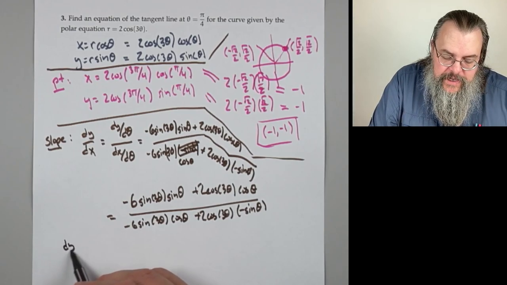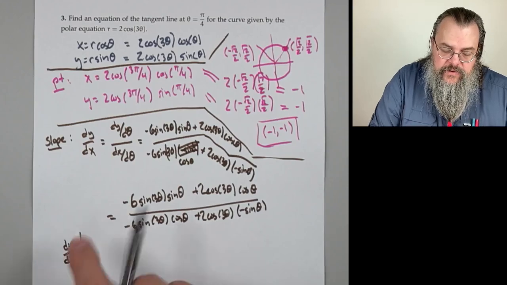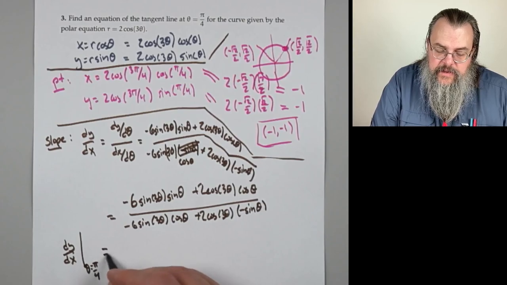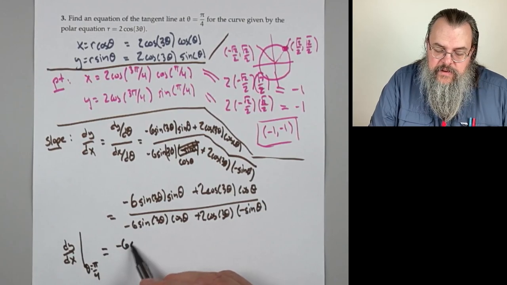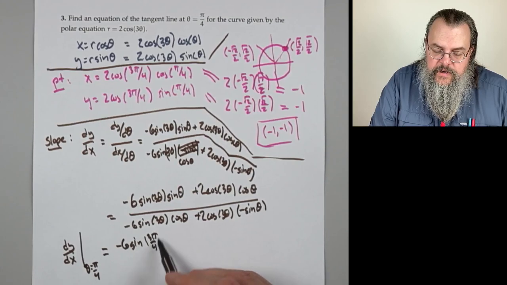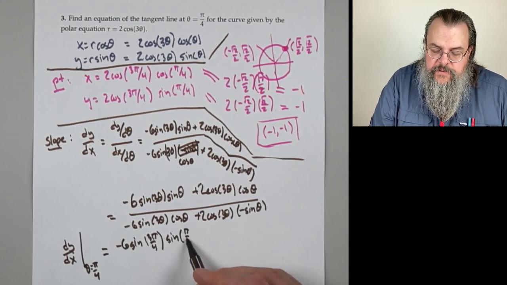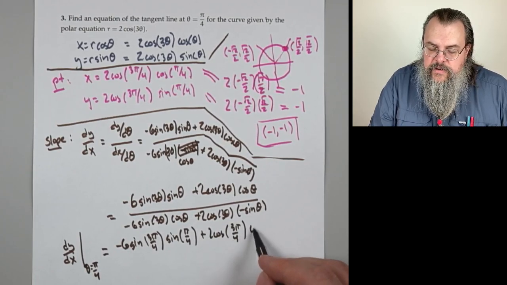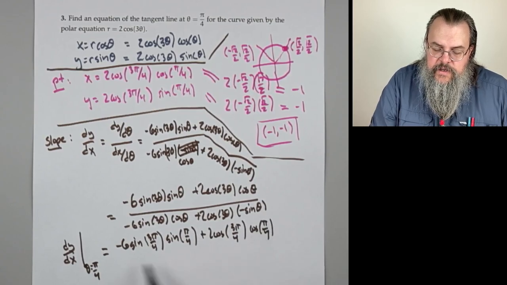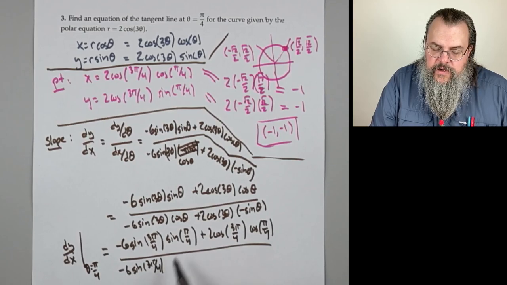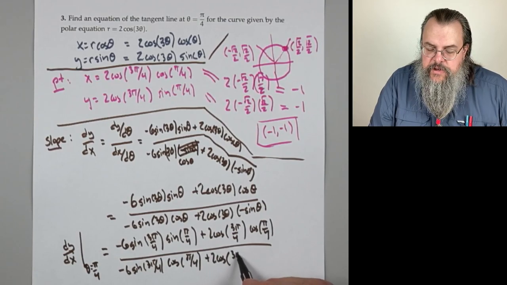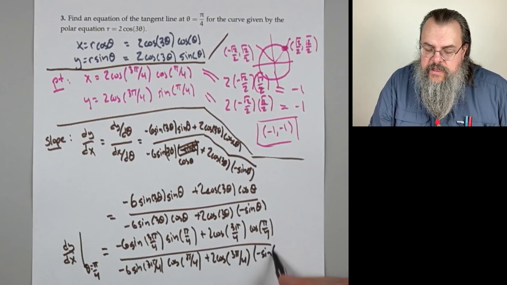So dy/dx at, the vertical line just means I'm going to evaluate at pi over 4. So we have negative 6 sine of 3 pi over 4, sine of pi over 4, plus 2 cosine 3 pi over 4, cosine pi over 4, over negative 6 sine 3 pi over 4, cosine pi over 4, plus 2 cosine 3 pi over 4, negative sine pi over 4.